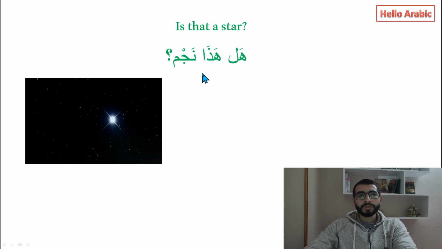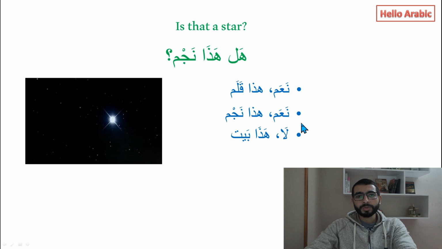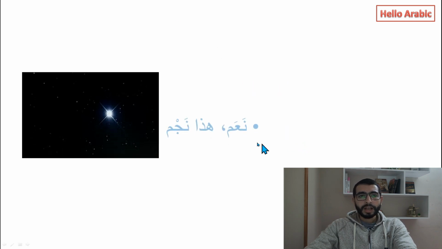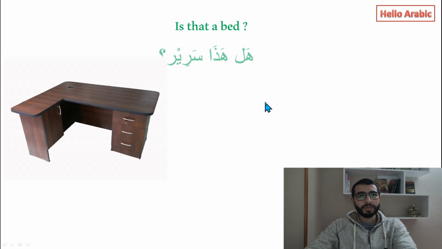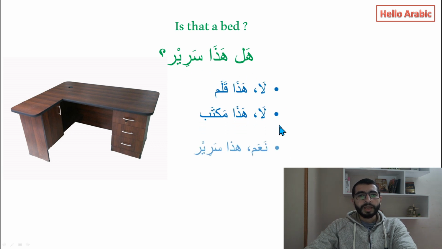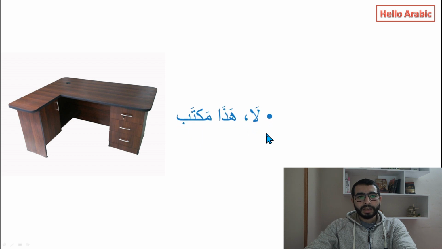هل هذا نجم? Is it a star? نعم هذا قلم. نعم هذا نجم. لا هذا بيت. So the answer: نعم هذا نجم. Another question. هل هذا سرير? لا هذا قلم. لا هذا مكتب. نعم هذا سرير. So the answer: لا هذا مكتب.